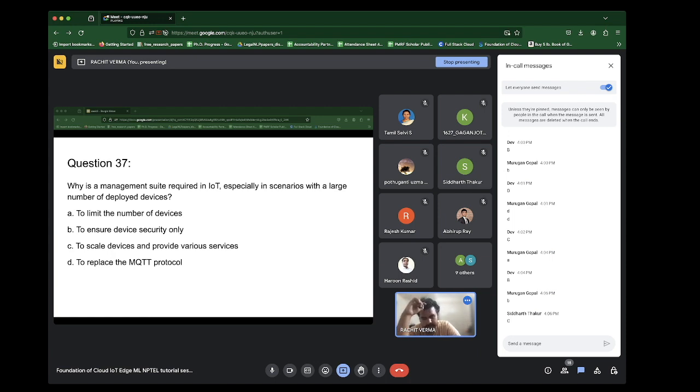It is not trying to replace the MQTT protocol. In fact, it is encapsulated within it, and it is not trying to limit the number of devices. In extreme cases it can happen, but that is not its major purpose. That is not why it is required exactly. We want to increase the number of devices as much as possible.